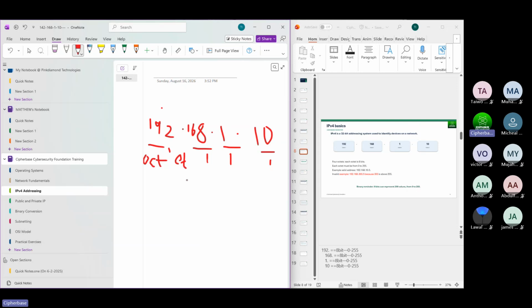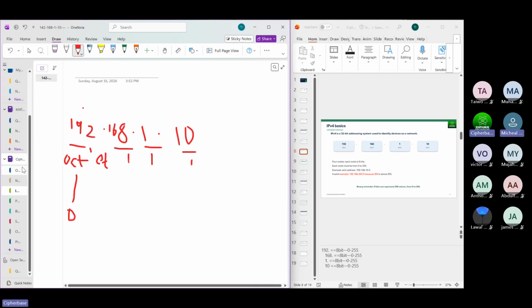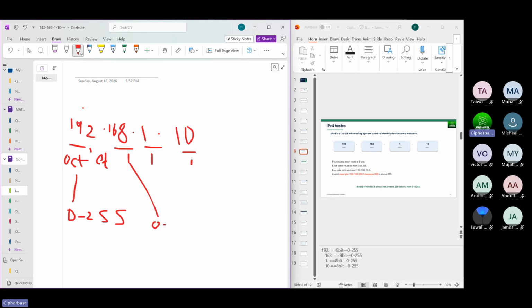I said it has a decimal value from 0 to 255. That is, one octet here has a value from 0 to 255. This also goes from 0 to 255 as well. Also this one, 0 to 255. This one as well, 0 to 255. So we need to note that as well. Don't worry, as we proceed, we will understand this.